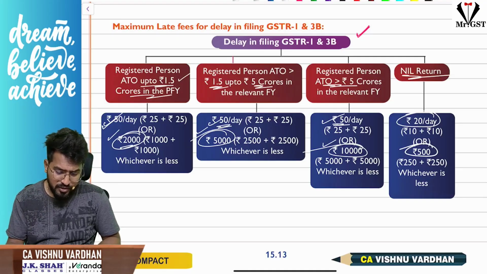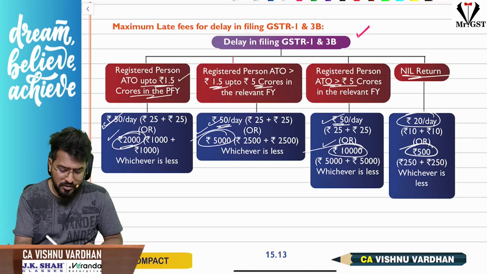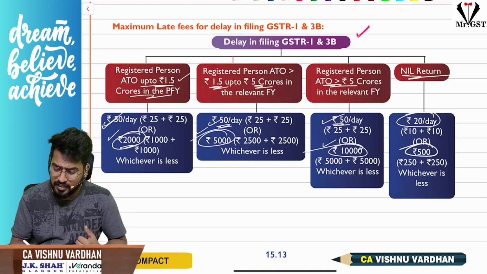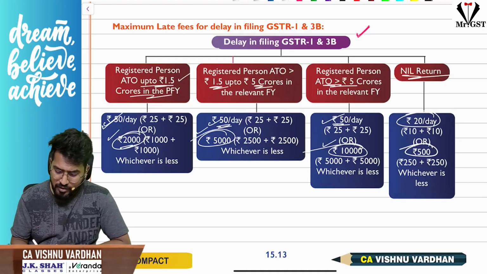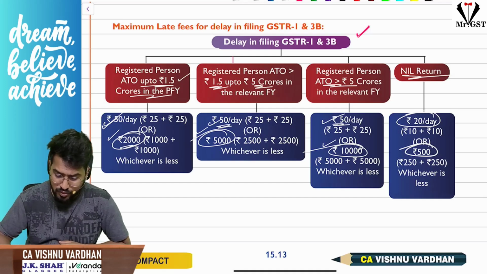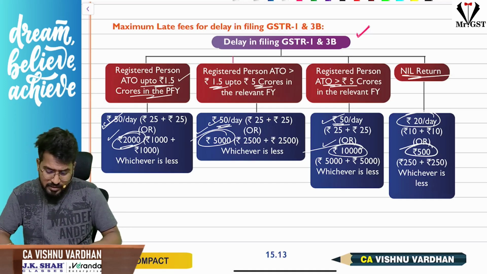If they are not doing that, what will happen? These people also have to give the information return. If they are not doing that, there is a penalty of 100 rupees per day if there is delay in filing that return, or 5,000 rupees, whichever is less. So that will be the penalty. So this is the story of the returns chapter.